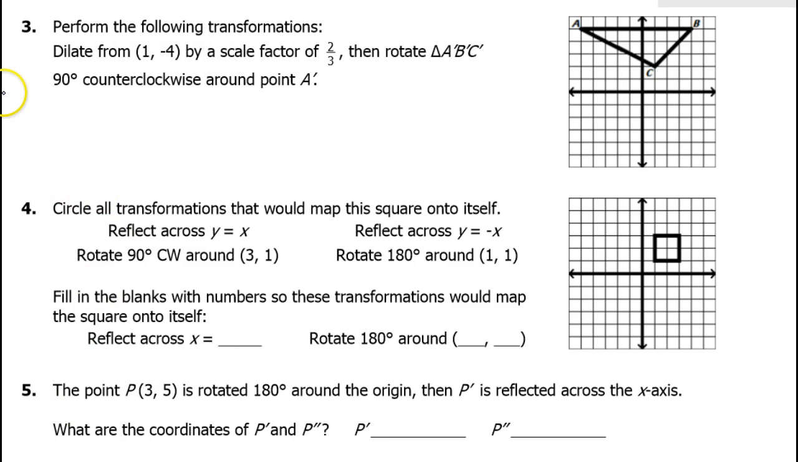All right, for problem number 3, we need to perform the following transformations. We need to dilate from the center 1, -4 by a scale factor of 2/3. Interesting. Then we will rotate that image 90 degrees counterclockwise around point A prime. All right, this is going to be interesting.